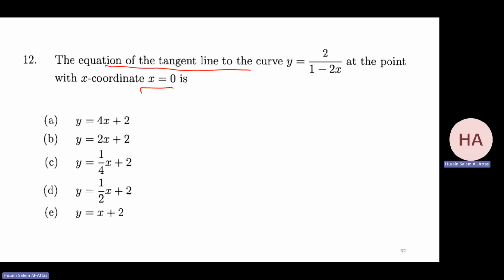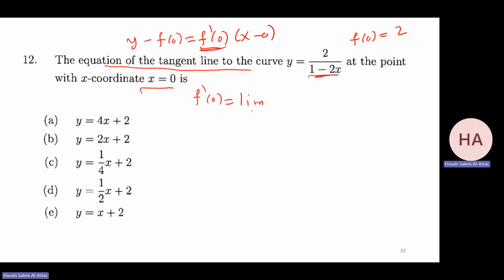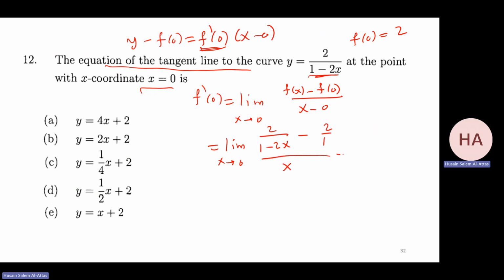What I want, what's the equation? Y minus f at 0 equals f prime at 0 times x minus 0, like what we did before. F at 0 is what? It is 2. So I just need to find f prime at 0. Any chain rule for this one, or I can use the formula: limit as x goes to 0 of f of x minus f of 0 over x minus 0. That will be the limit as x goes to 0 of 2 over 1 minus 2x, minus f of 0, which is 2, over x.